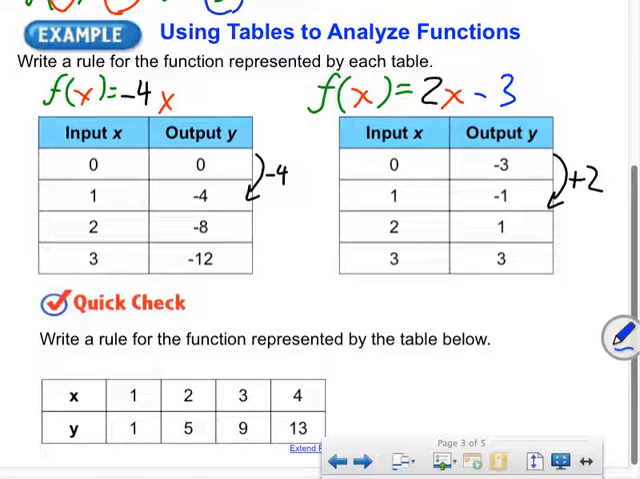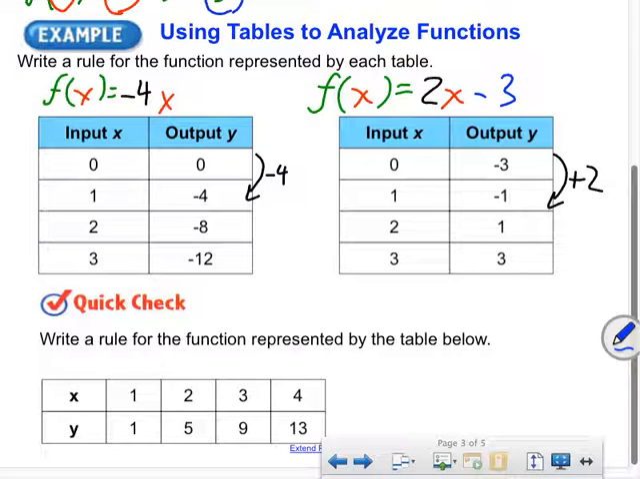You said negative, and you got the ball rolling. Everybody else started picking up on it. So now, is this true for the rest of my outputs? Can I take another input? Let's try the next input. What about 1? If I have 2 times 1, what's that give me back? 2. And then I take away 3, what's that give me back? Does that work? Yeah. Gives me the right output?